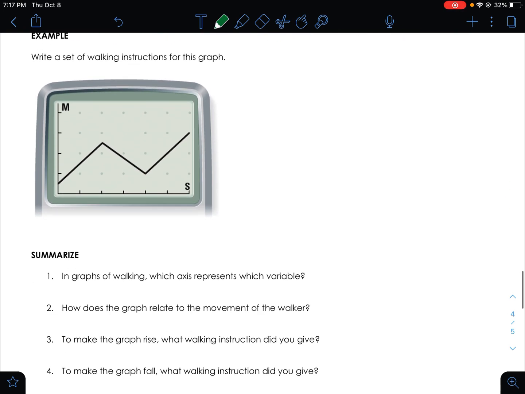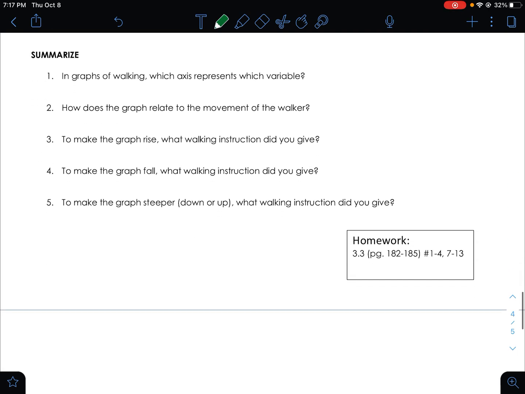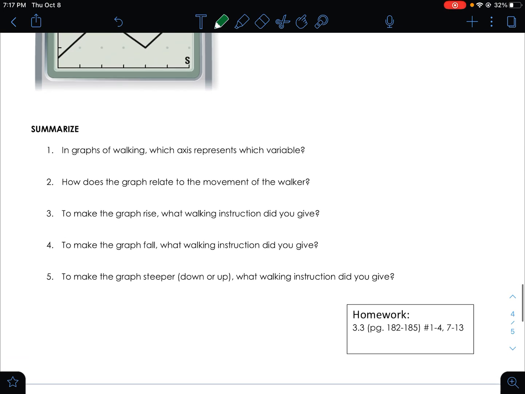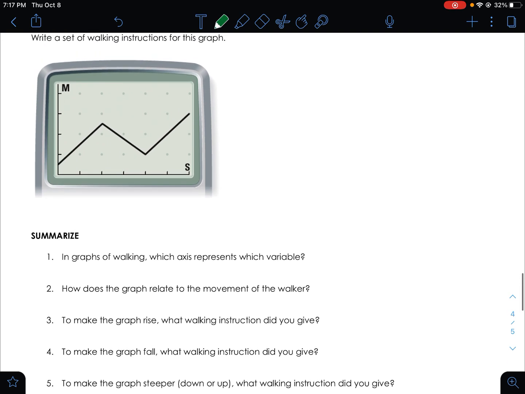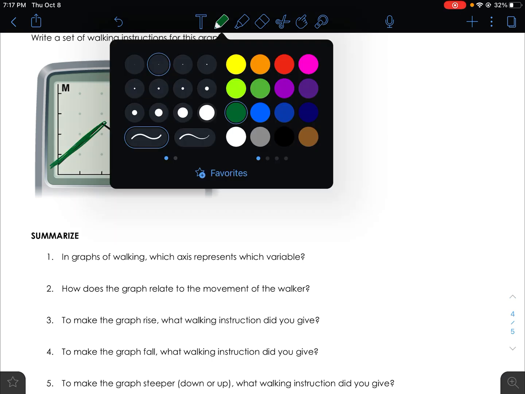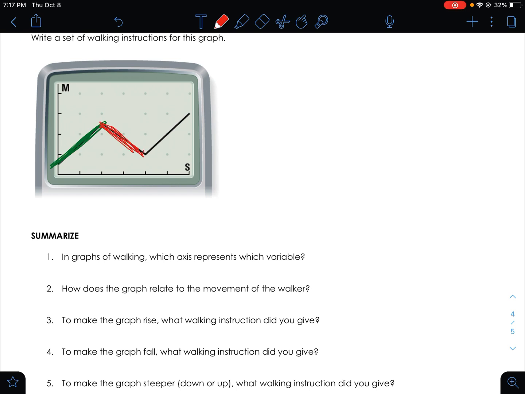Now, we have one last example we're going to look at where the walker changes direction several times. We're going to go over these summary questions, and then you will have time to work on the homework. So if we were going to write a set of instructions, we're going to kind of abbreviate these instructions here just so we can save time. We have one section, then we have a second section, and then we have a third section of walking, okay? So we have to write basically 3 parts to this story.